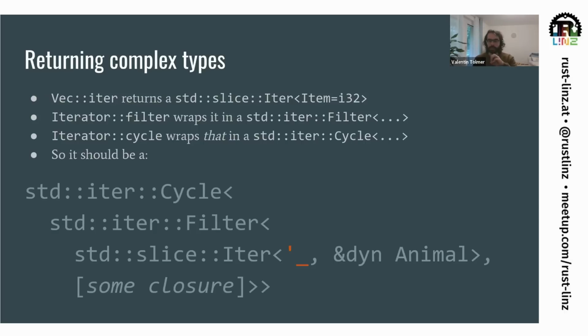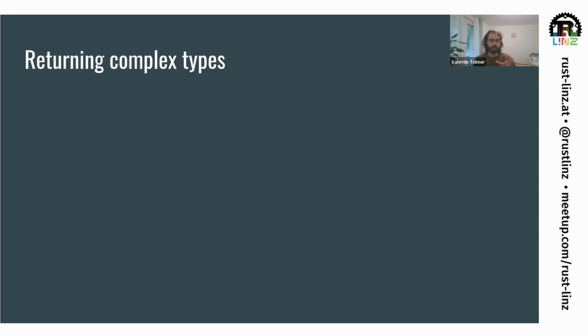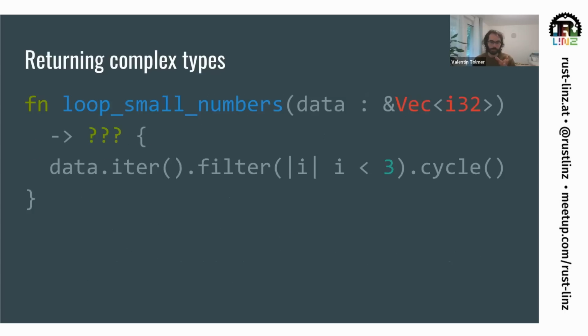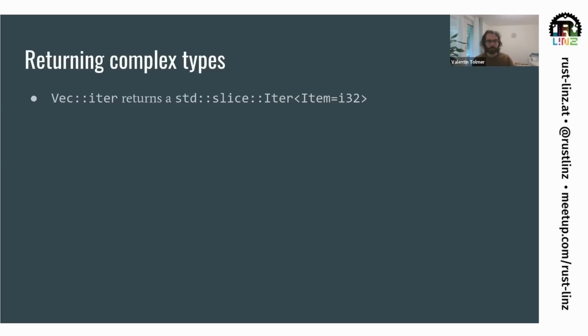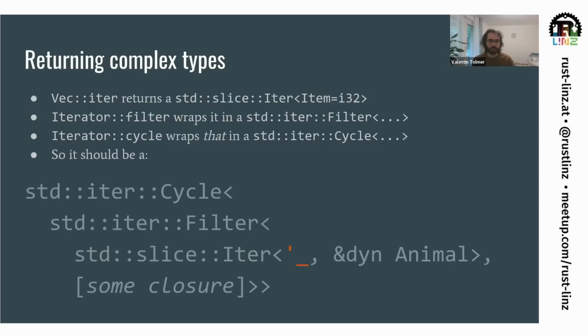And then some closure. What is that some closure? Well, if you look back at the type in the filter, it had a closure to check that the numbers were small. And the closure has a specific type because it can do some captures, and this type we cannot write. That's a problem because how do I write my function then?